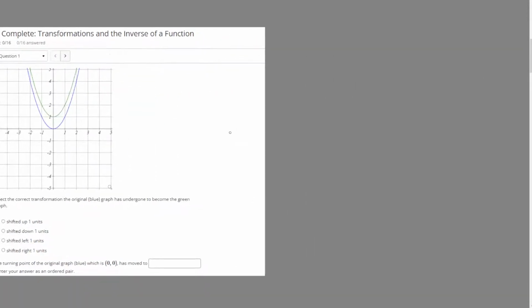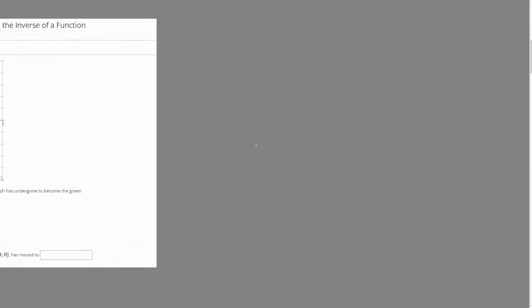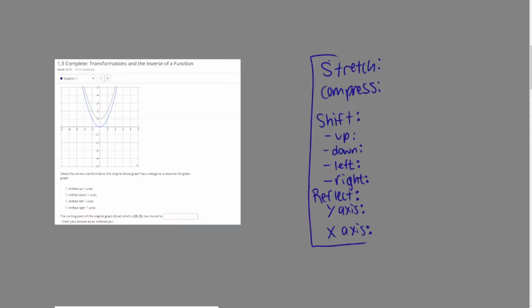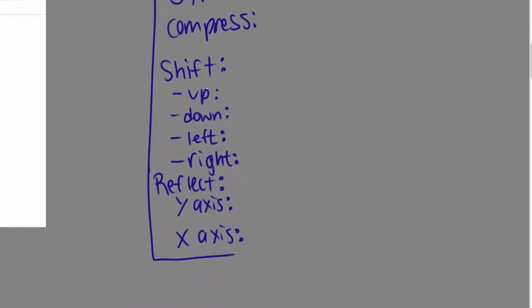I know I covered this in a previous video and you've listened to it in class, but when we are talking about the inverse of a function or the inverse of points, we're basically just flipping the x and the y. And to add on to that, when we're talking about transformations, there are a few things to keep in note. What we're looking at is stretching, compressing, shifting, and within shifting, shifting up, shifting down, shifting left, shifting right. And then we have reflection, and within reflections, we have reflecting over the y-axis and the x-axis.